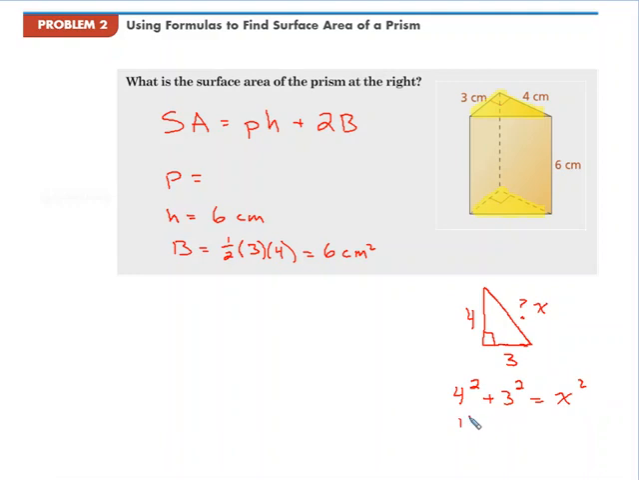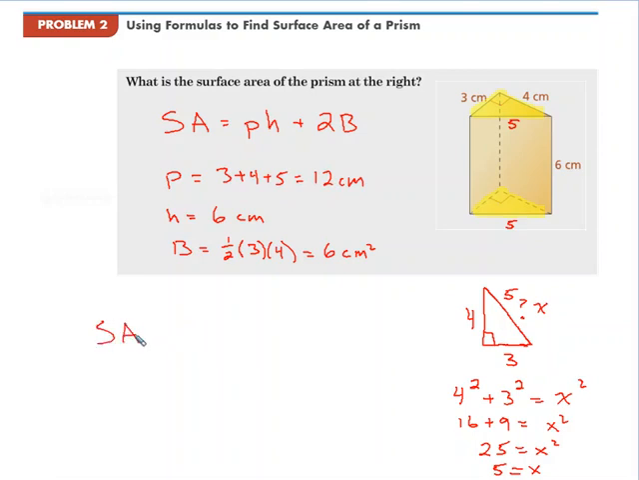And this makes 16 plus 9 equals x squared. This is a common one. It turns out nice here. You get x squared equals 25, so that makes x 5. So now we know that the missing side's 5, right? That would make it a 5 right there too, and down here, right? And now the perimeter is easy. We'll just take 3 plus 4 plus 5. And 3 plus 4 is 7, and 7 plus 5 is 12 centimeters.